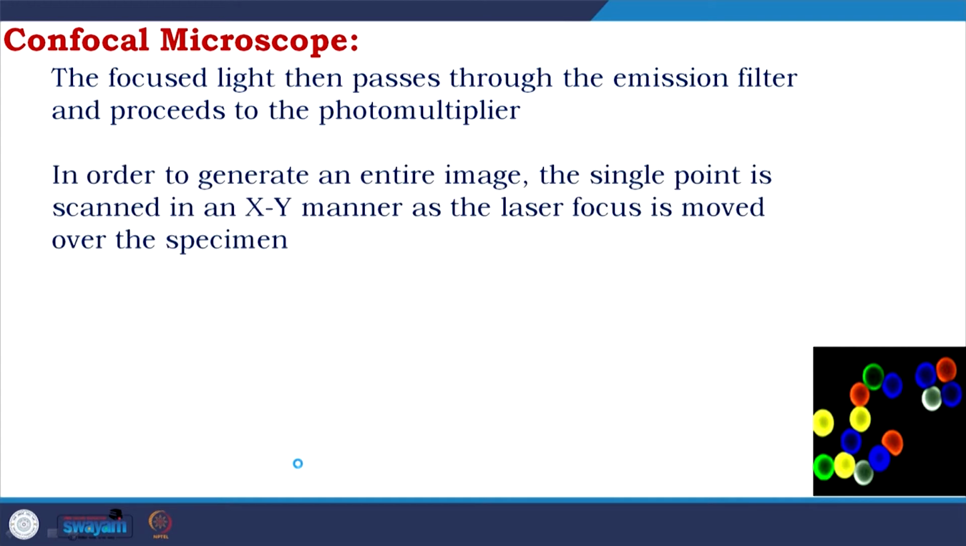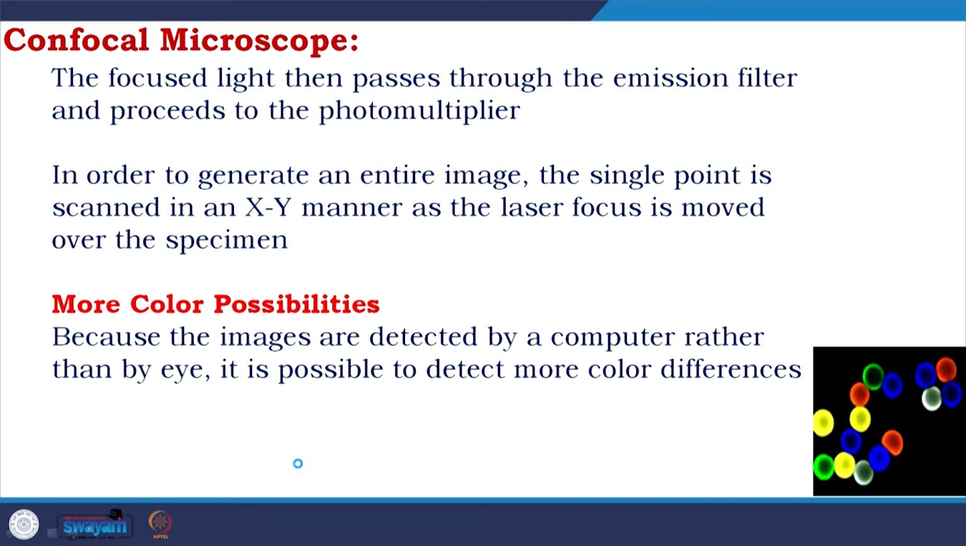The focused light then passes through the emission filter and proceeds to the photomultiplier. In order to generate an entire image, the single point is scanned in an XY manner as the laser focus is moved over the specimen. Also, there are more color possibilities because the images are detected by a computer rather than by eye. It is possible to detect more color differences.